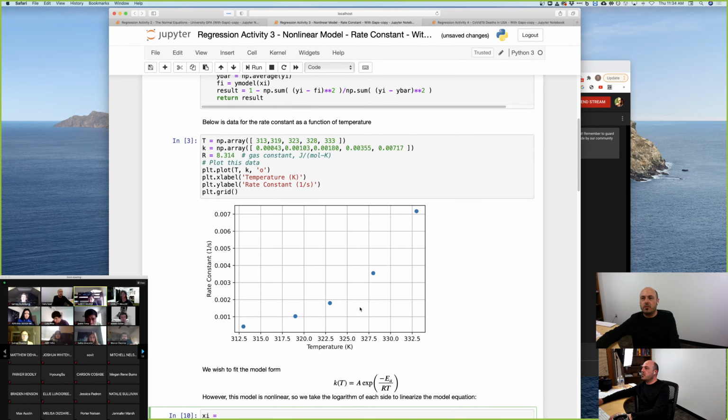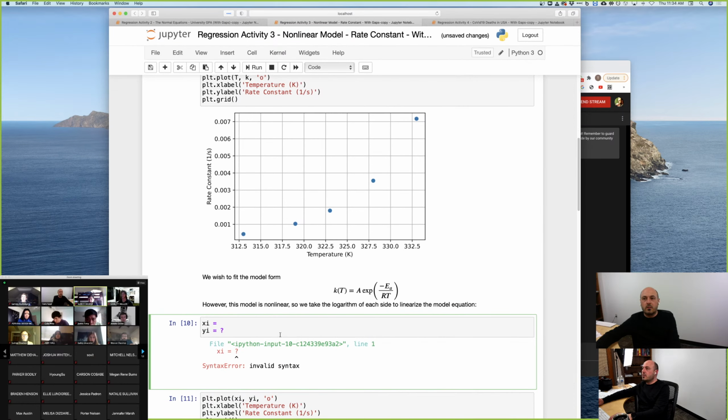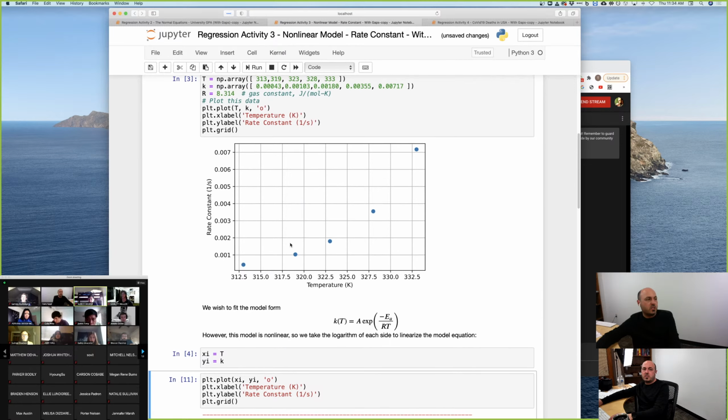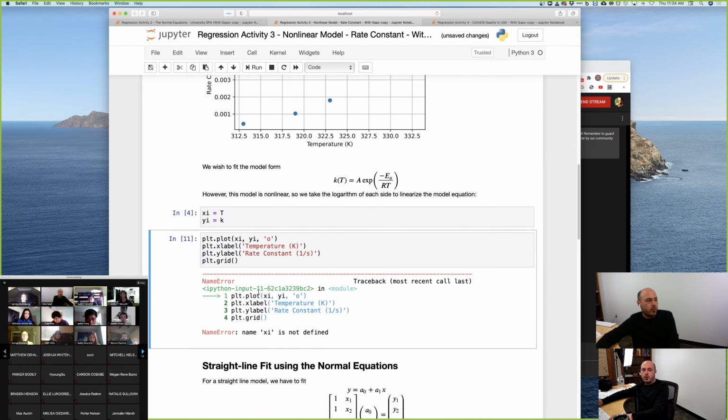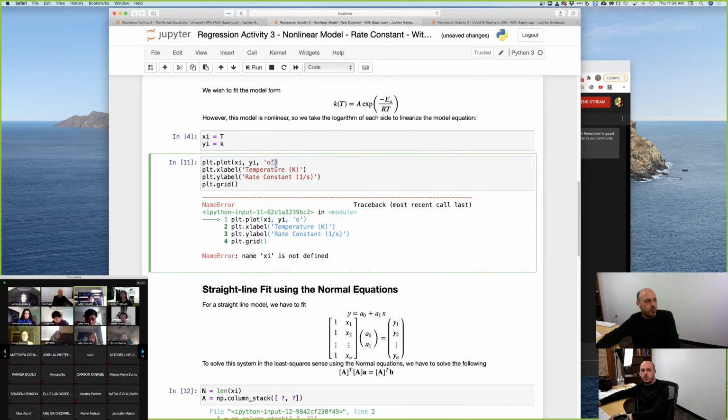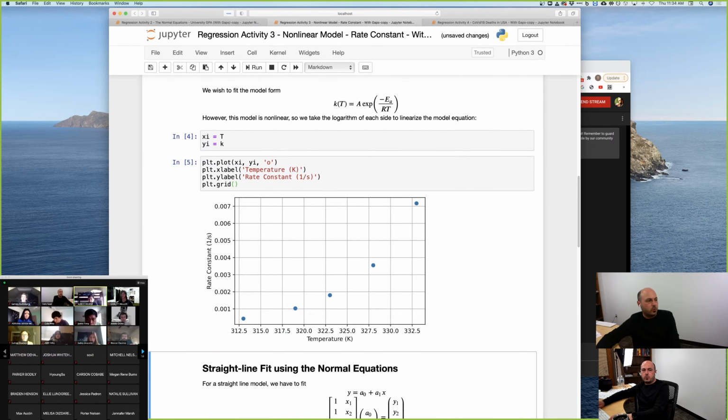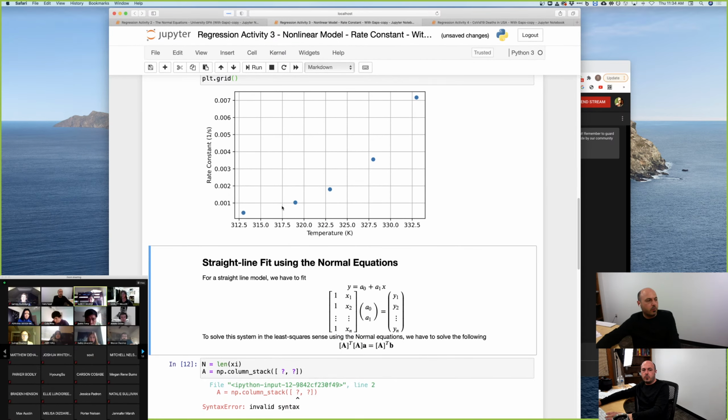Let's see, James. Is it the temperatures? Yep, it's the T. And what about the yi? K. Okay, correct. So those are, we just plotted those really. So those are our independent variable and dependent variable. And to just make sure that we got this right, this is exactly what we have.